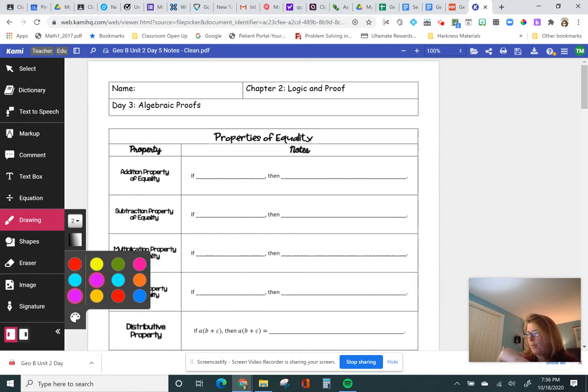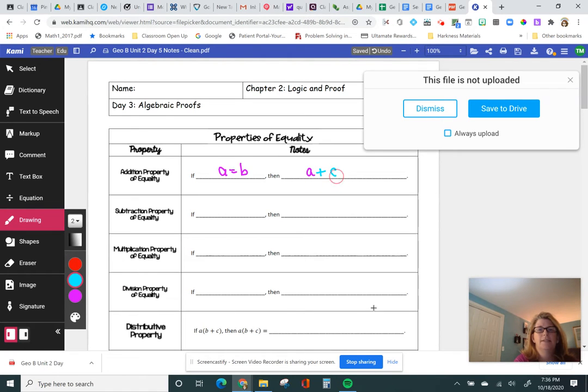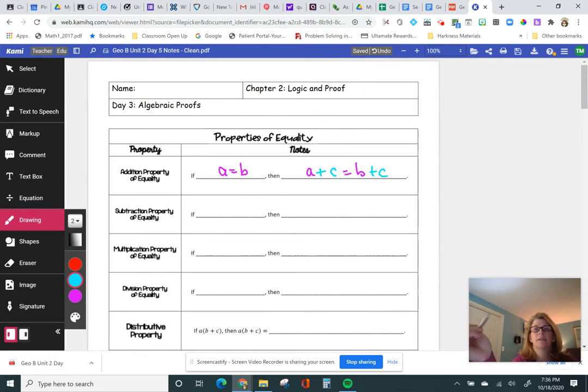For the addition property of equality, if we say A equals B, then A plus C is going to be equal to B plus C. If we add the same thing to both sides, it remains equal. If A and B are the same number and we add the same thing to it, it should still be equal. And this is a property of equality. All properties of equality have an equal sign there. There will always be an equal sign when we're using these. If there's no equal sign, you can't use a property of equality. That's all there is to it.